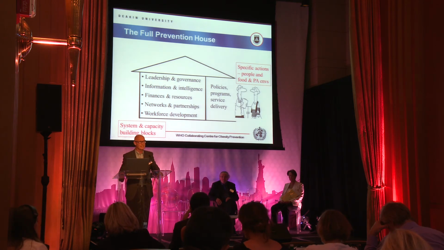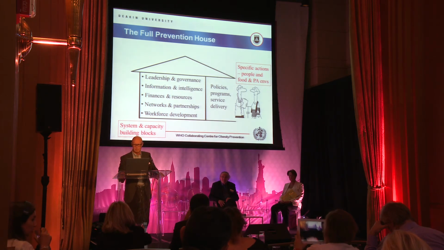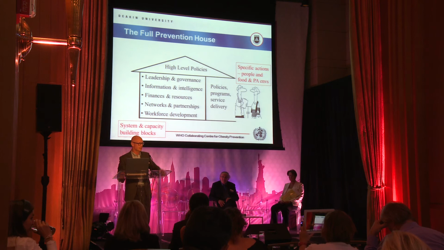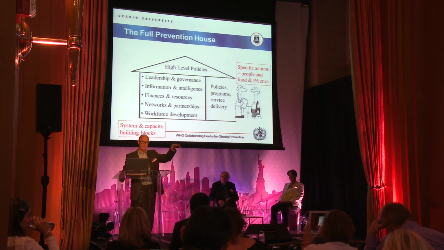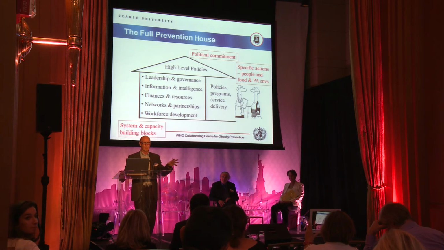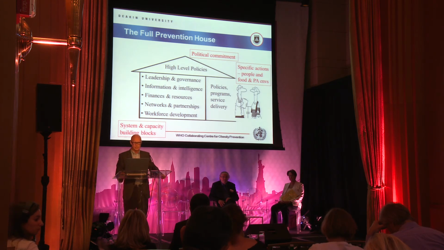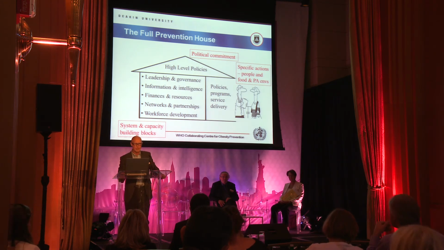Now, as we have seen in Australia, these will all function much better if we have high-level policies, a high-level policy driver, as is happening at the moment with a national political commitment to tackle overweight and obesity. It mobilises the funding, and that allows all of this to happen, and you've heard from Shelley Bowen how that's happening in Australia.